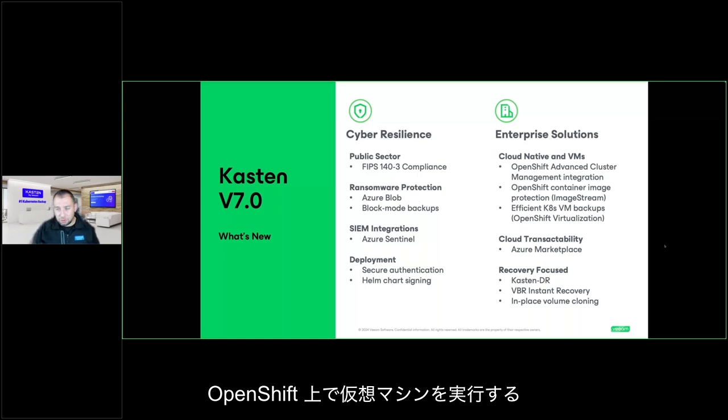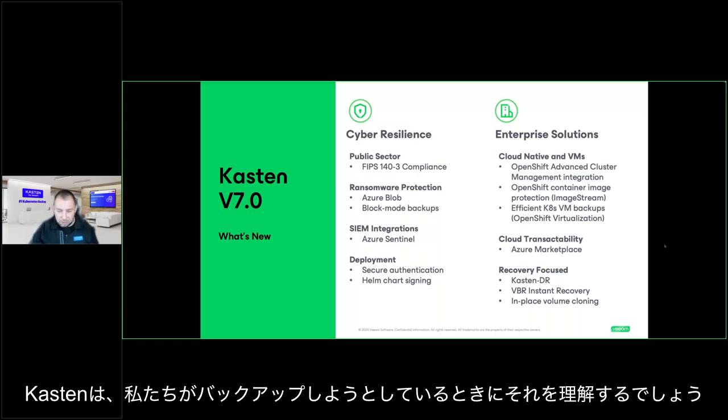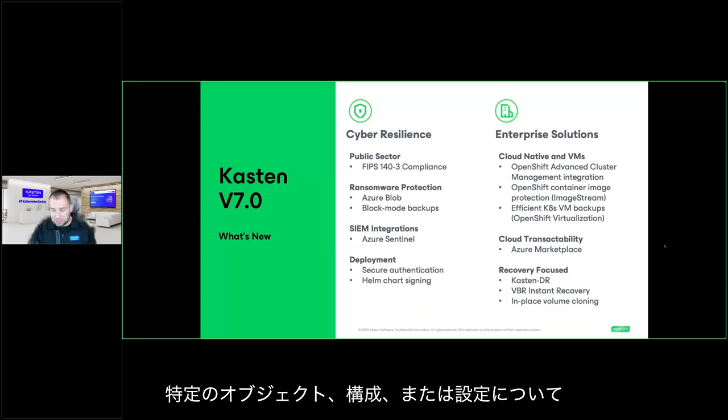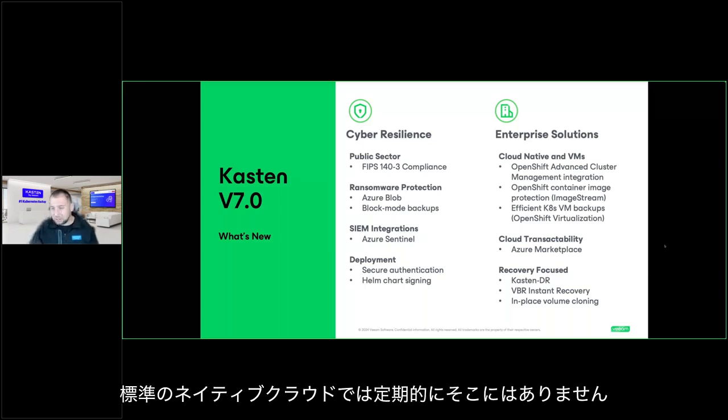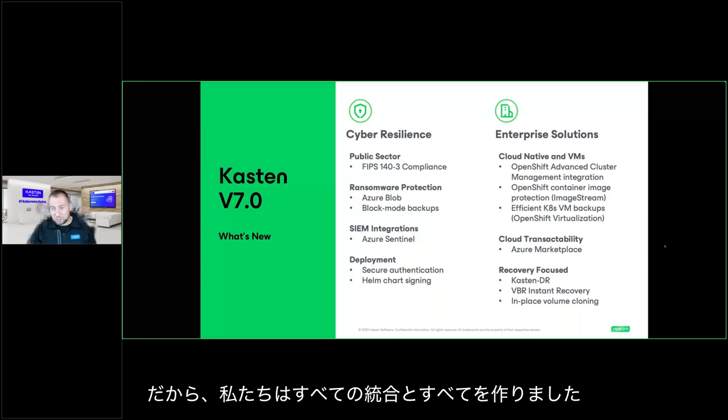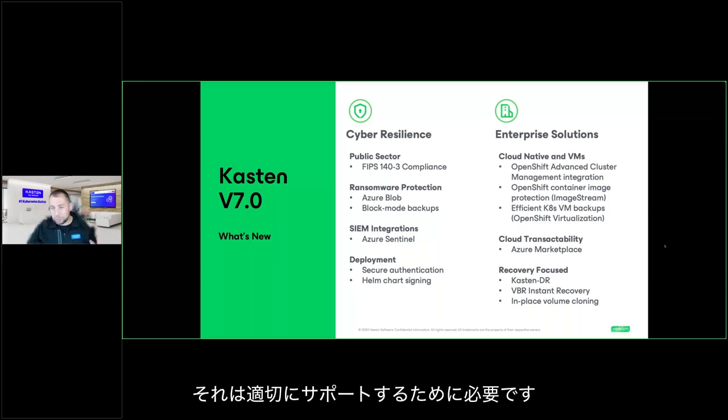Running virtual machines on top of OpenShift requires specific integrations, and making sure that Kasten will understand that when we are going to back up a VM, maybe we will need to take care of some specific objects or configuration or settings that are not there on a regular basis with a standard cloud native application. So we've made all the integration and everything that is required to properly support OpenShift virtualization.